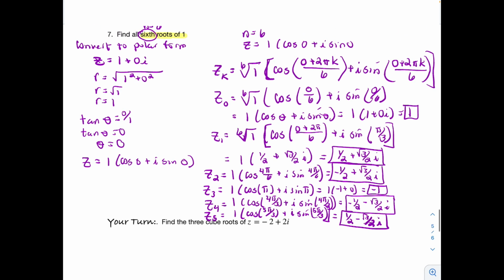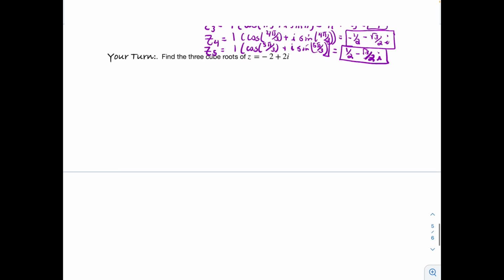Okay, now I want you to try this next example. Given that z is equal to negative 2 plus 2i, I want you to find the 3 cube roots of z.